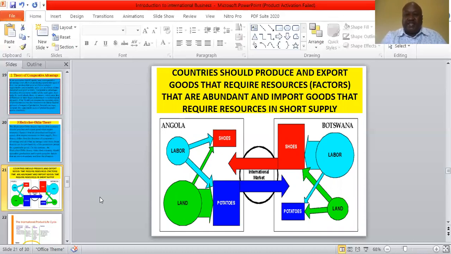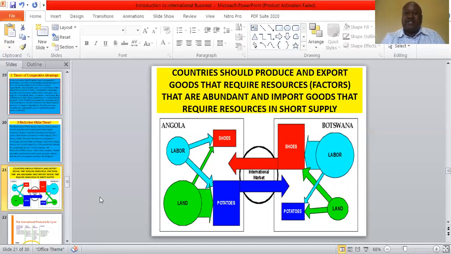You may realize that Angola has got a lot of land and has got some labor, but less than that which is with Botswana. Botswana has got a lot of labor and some little land.